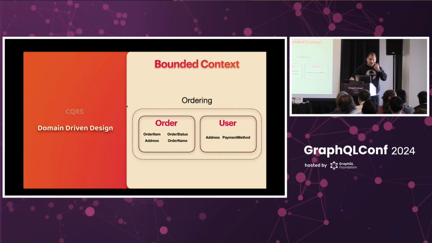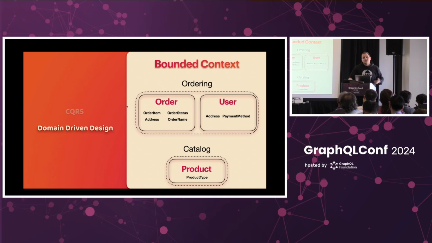In DDD, there's also a concept of bounded context. And the people who work with DDD have definitely heard of this buzzword before. It's a collection of aggregates that you put together under the same name. For example, you have ordering, and ordering consists of order, and it consists of user.